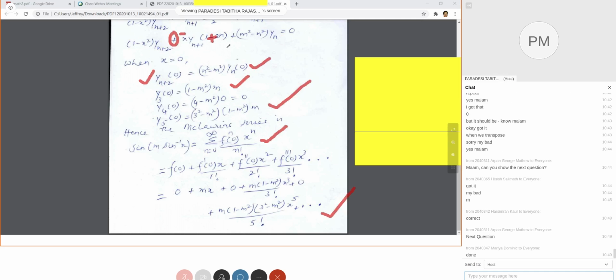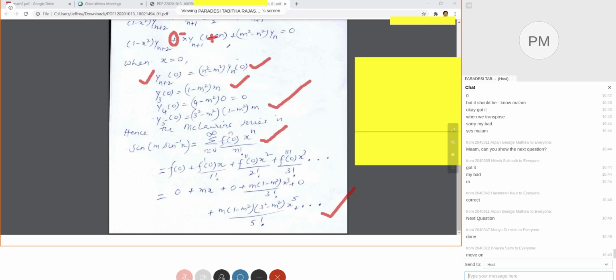Why are the even terms zero? Because when you evaluated, you were getting zero, right? Y of zero was zero. Yeah. All those derivatives, you were getting them to be zeros. You got your y of 0 to be 0, y2 of 0 to be 0, y4 of 0.